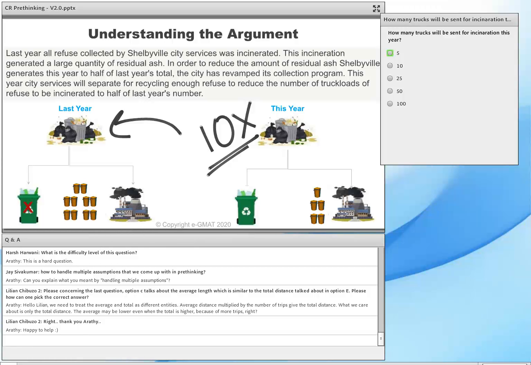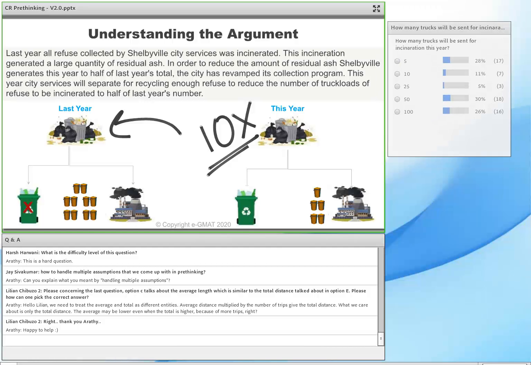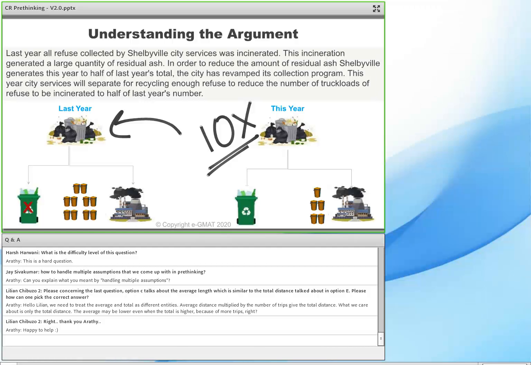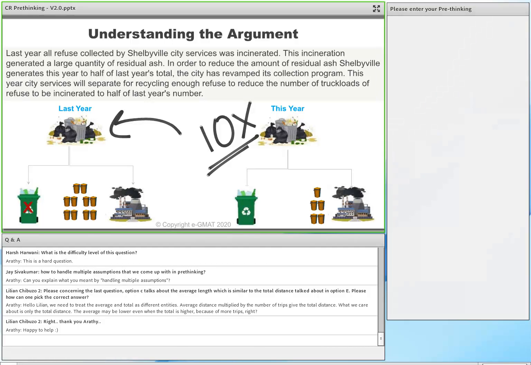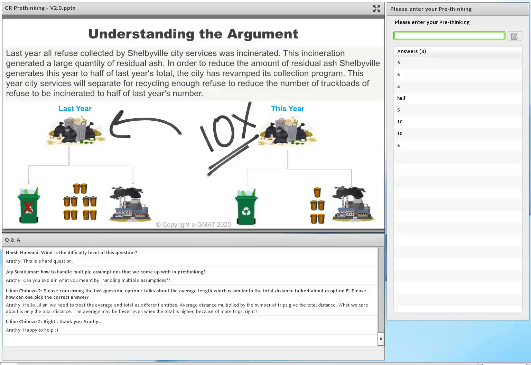5, 4, 3, 2, and 1. Let me end the poll. Let me broadcast the results. You can see 28% of you say 5, and 5 is the correct answer, but everyone else is wrong. Only 28% of you got the right answer. Why do we say 5, and what's that language that makes this such a beautiful question? Let's look at this.